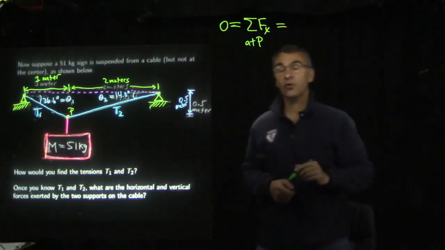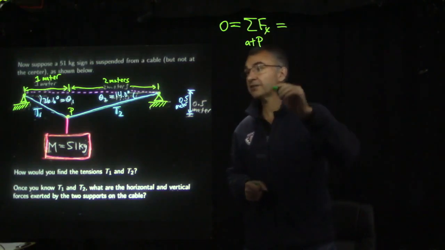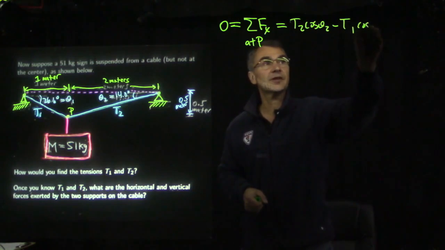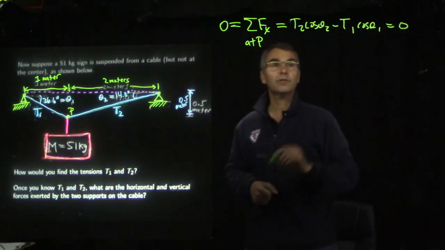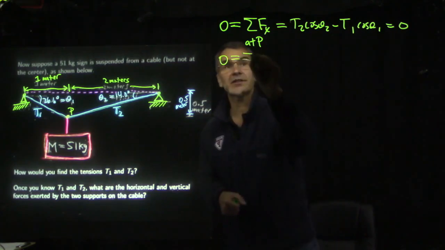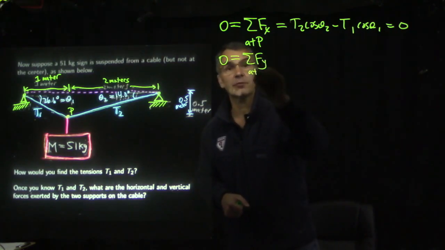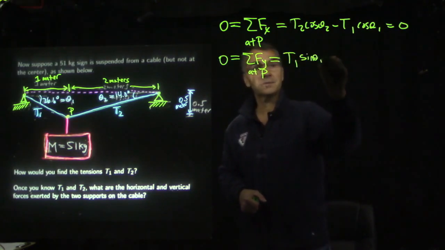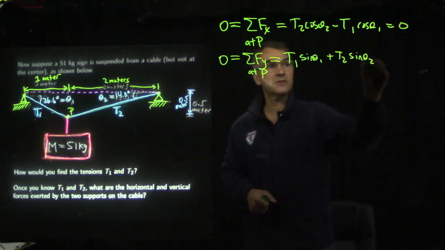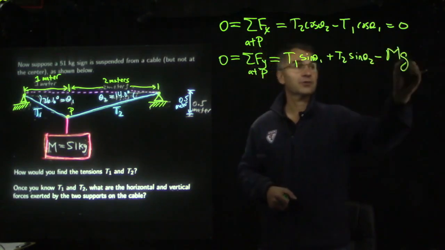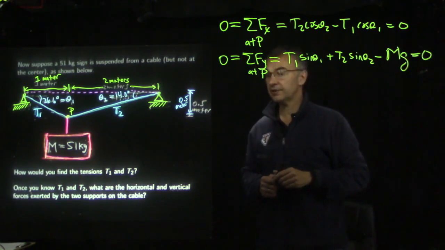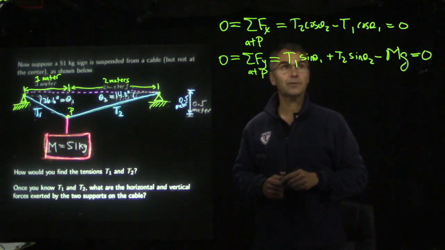So here we go. The horizontal sum of forces at P is 0. That tells you right minus left: T2 cosine theta 2 minus T1 cosine theta 1 equals 0. So if you know one of them, you can get the other one this way. The other equation is the sum of the forces in Y at point P is 0. That is, up minus down: T1 sine theta 1 plus T2 sine theta 2 minus big M G equals 0. So that's all you need. You have 2 equations and 2 unknowns, so we can solve for T1 and T2. It's a little bit tedious to do so, but you can do it.